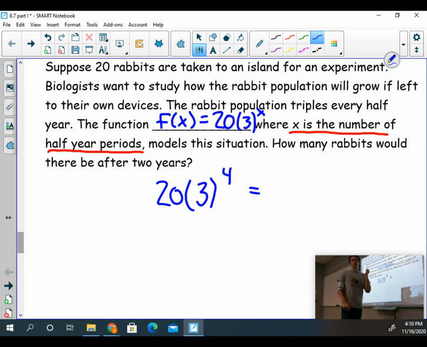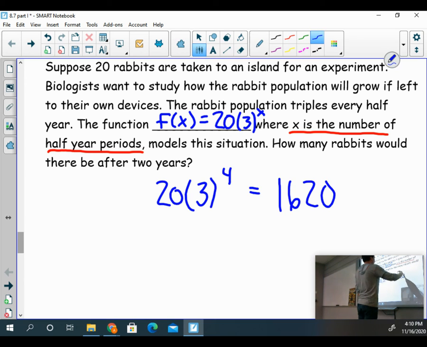Folks, I did this on purpose. You must be careful with your change in time. Do not just see 2 years and toss it up there. You must read the context of the problem. So when I solve this, I get 3 to the 4th times 20, and I get 1,620 rabbits. If the rabbits triple every half year, and we start with 20 rabbits, we will end up with 1,620 rabbits. Again, the lesson here, be very careful with the time value.